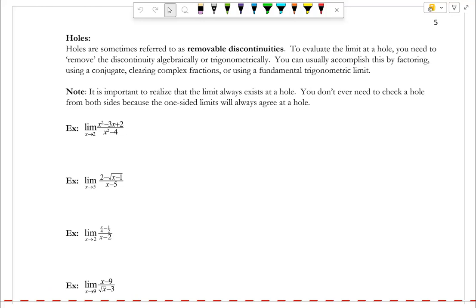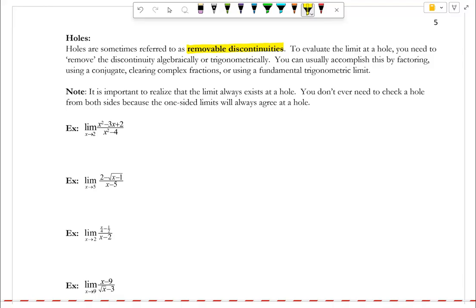The next type of limit that we need to evaluate is when we have a limit where the function has a hole. And just remember from our first lesson that the limit of a function at a hole always exists. So we should not get a statement that the limit is non-existent, because the limit will exist.